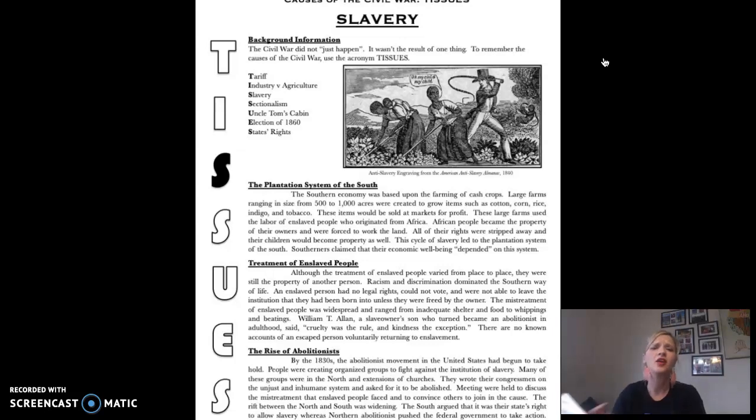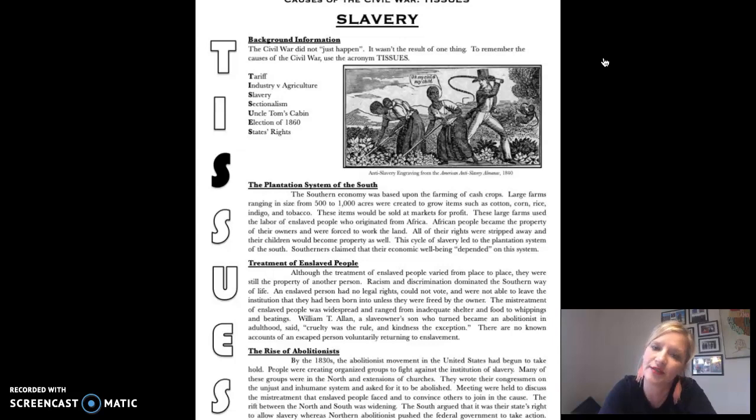So here we go. Causes of the Civil War TISSUES, slavery. Background information, it's just the same as before. The Civil War did not just happen. It wasn't the result of one thing. To remember the causes of the Civil War, use the acronym TISSUES. So we have tariff, industry versus agriculture, slavery, sectionalism, Uncle Tom's Cabin, the election of 1860, and states' rights.